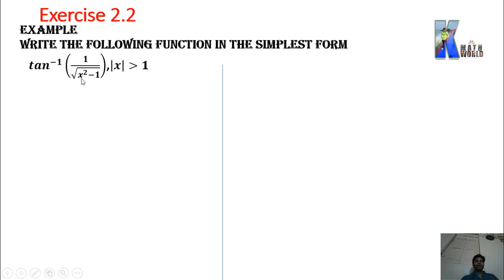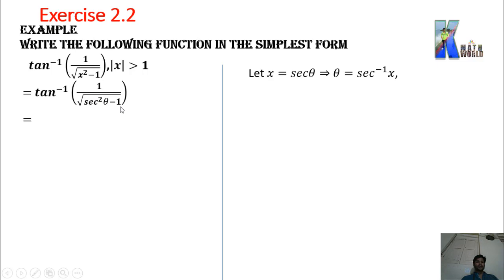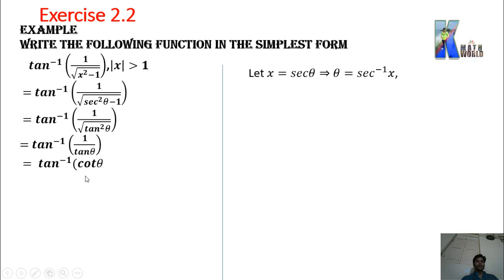Same. Again, think what to replace here so that you can set the formula. So you can replace either x by sec theta or x by cosec theta. So here we assume x as sec theta. Let x equals sec theta, then theta equals sec inverse x. Okay, so tan inverse, replacing x equals sec theta here, 1 over root of sec square theta minus 1. What is the formula for this? Tan square theta. Okay, so now the square root and square cut out. So 1 over tan theta is left. Okay, 1 over tan theta, so it should be cot theta.